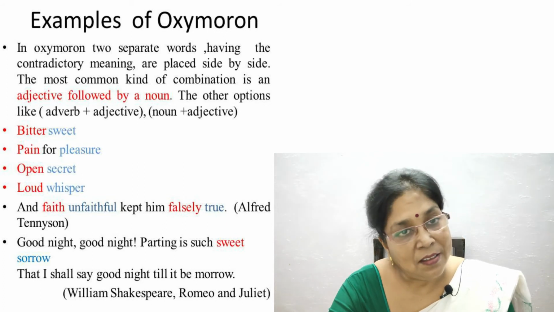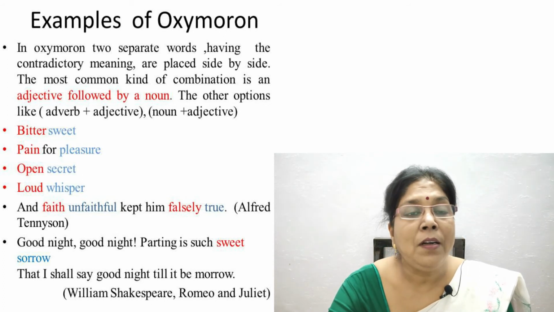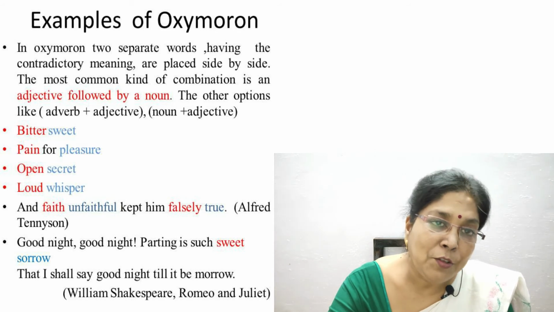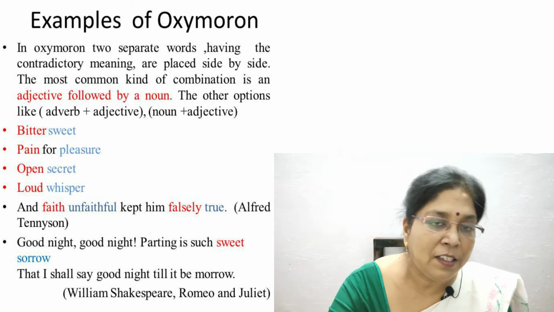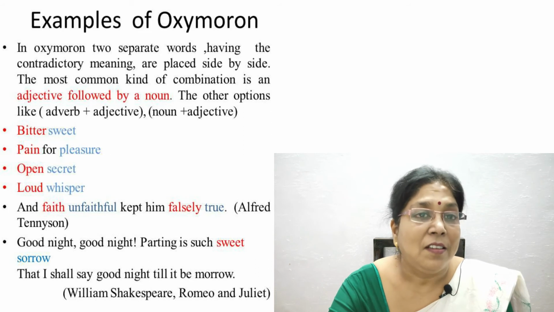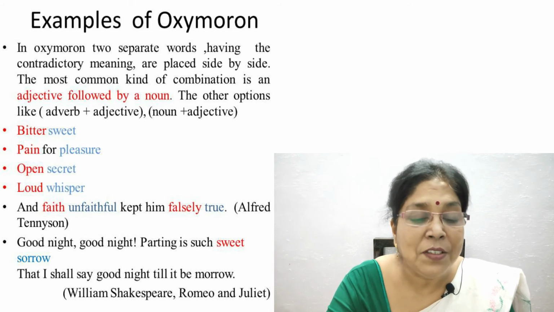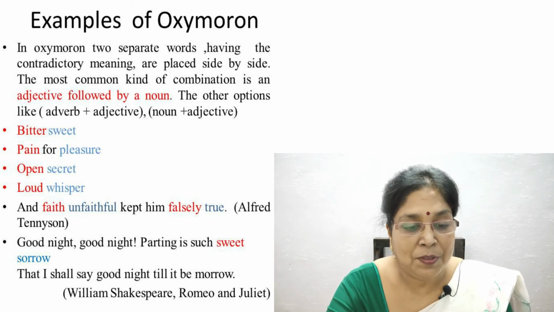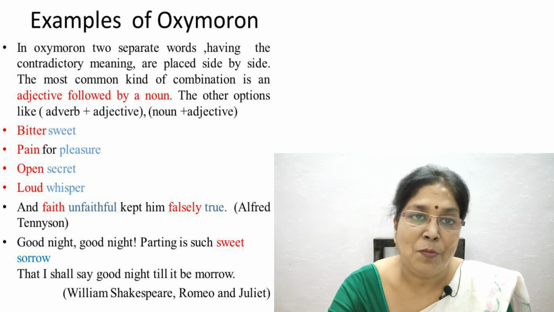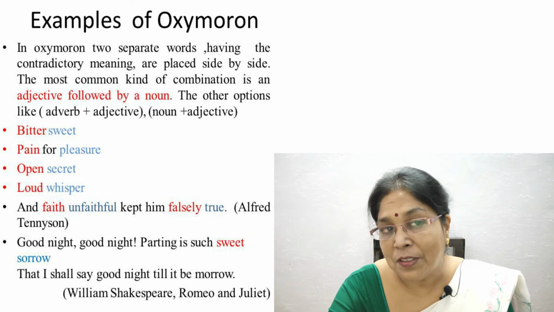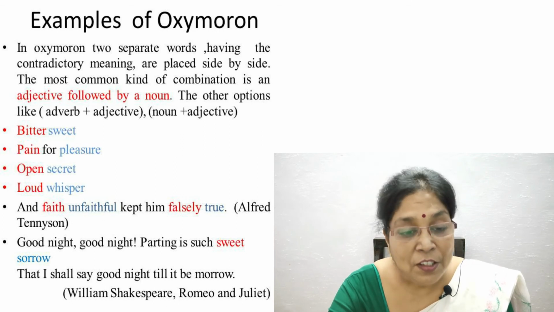Pain for pleasure, contrasting words. Open, secret. When it is open, it cannot be secret. When it is secret, it cannot be open. But such things are used: open secret. Loud whisper. When it is whisper, it cannot be loud. When it is loud, it cannot be whisper. But loud whisper is used.